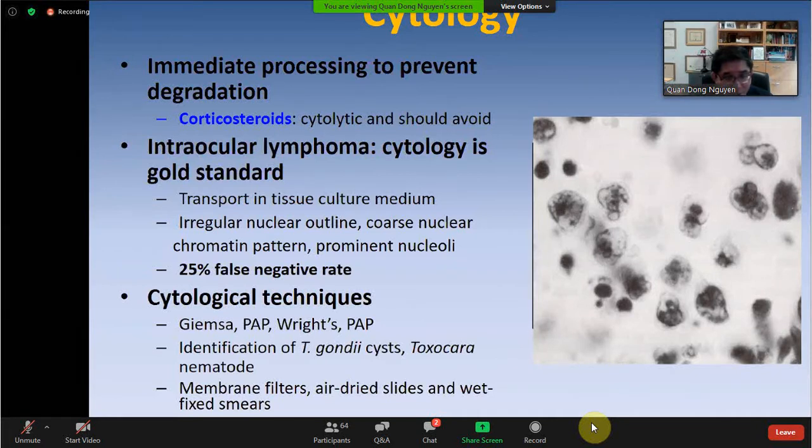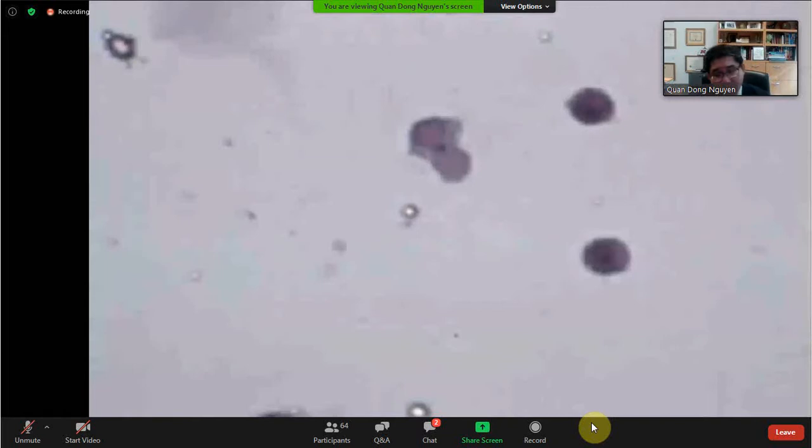And there are a number of cytological techniques that we use to identify this. And what we definitely hope for the sake of the patient is that we do not want to see this ugly looking cell.